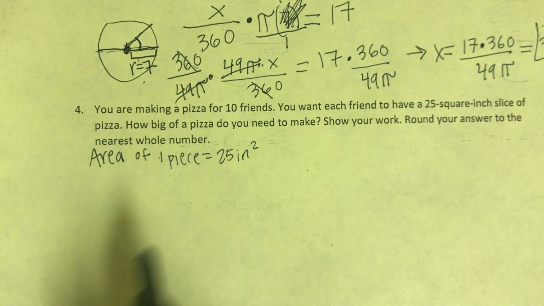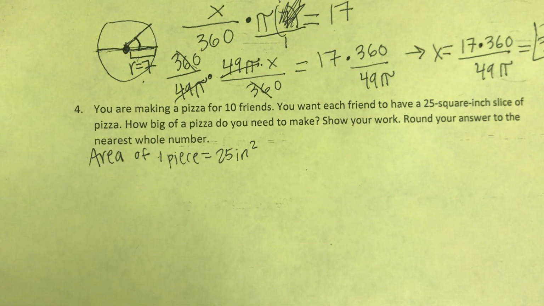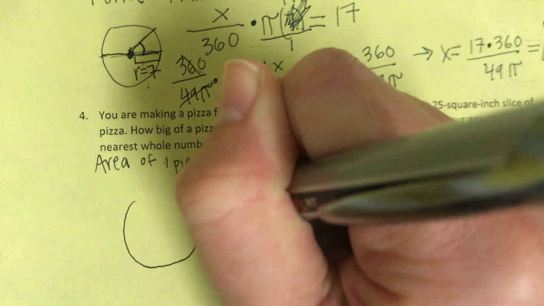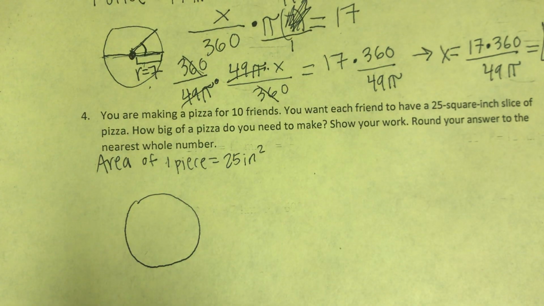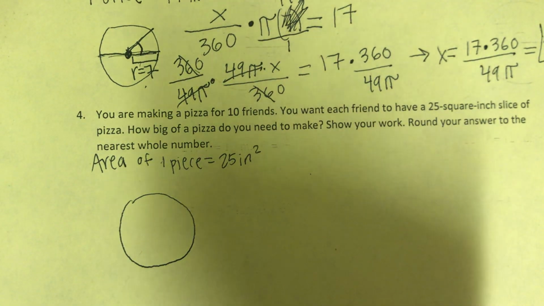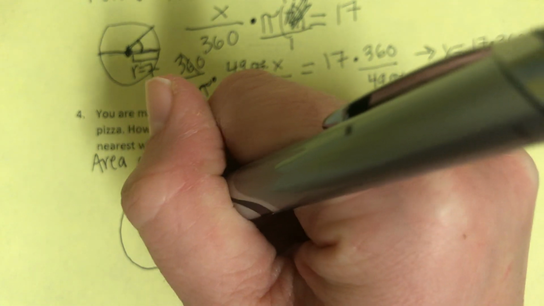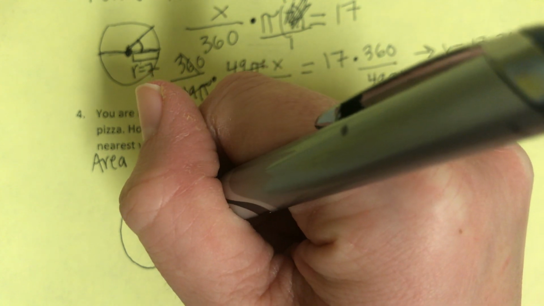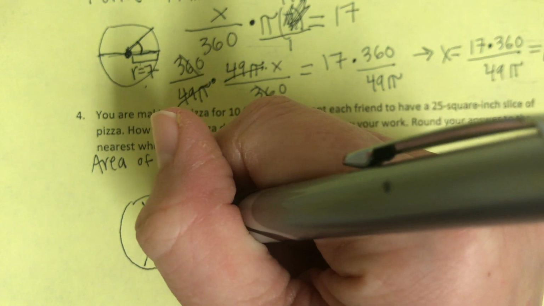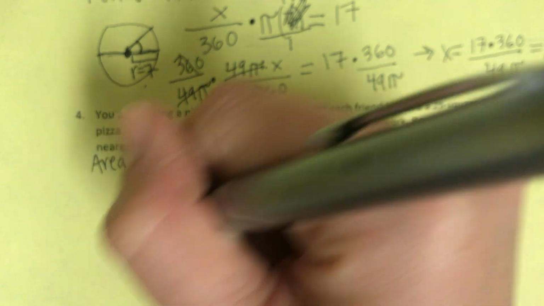The other thing that I know right away is that I'm making pizza for 10 friends. It doesn't say here, but I'm guessing that they just want one piece for each friend. So I'm going to draw my circle and split it up into 10 different pieces, probably not very evenly, so hang in there. It's kind of hard to split pizza into 10.